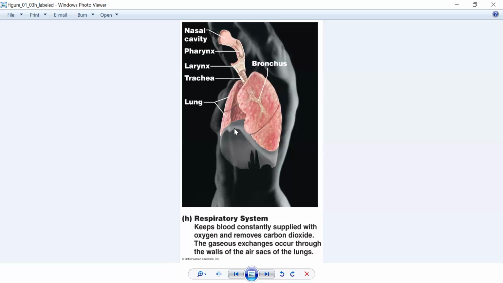Notice right below the lungs, there's an organ here called the diaphragm, which is actual muscle. It is skeletal muscle. It helps you to inspire so that gases can come into the body. Again, the function of the respiratory system, real simple, gas exchange. Taking in oxygen, getting rid of carbon dioxide.